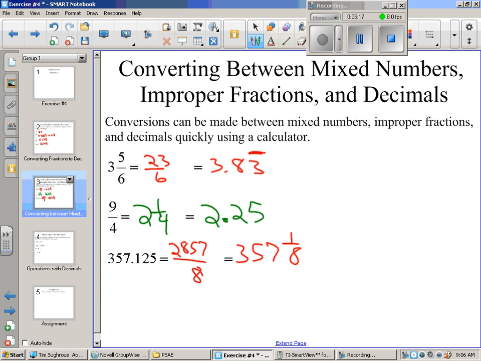Now, there may be some people who know that 0.125 is 1/8, so you could make it 357 and 1/8, and you could convert that easily that way. But the calculator will do it for you. Feel free to use the calculator. You can use it on every question on the ACT test, so why not use it in here to prepare for the ACT test?